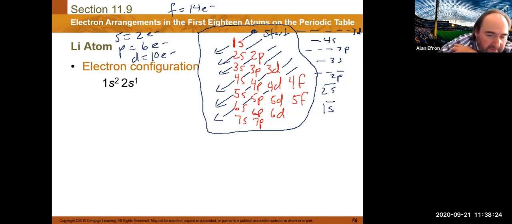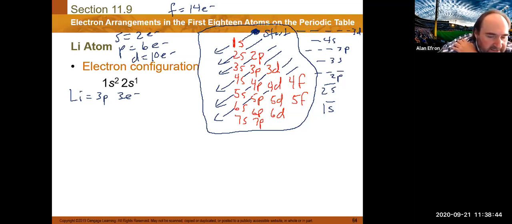So for example, when we look at the periodic table for lithium, which is 3 in terms of its atomic number, it has 3 protons and 3 electrons. Starting up on top here, we have 1s2. That fills up my s orbital. Then I need to zigzag back to 2s1.